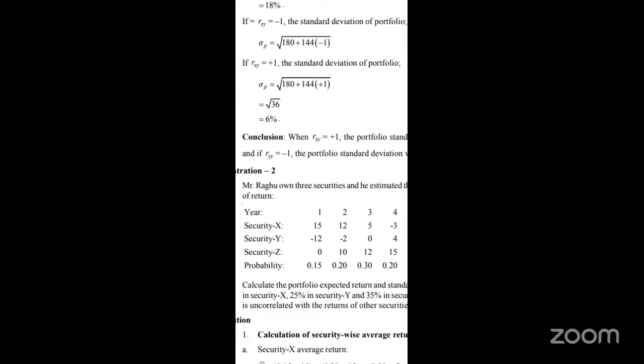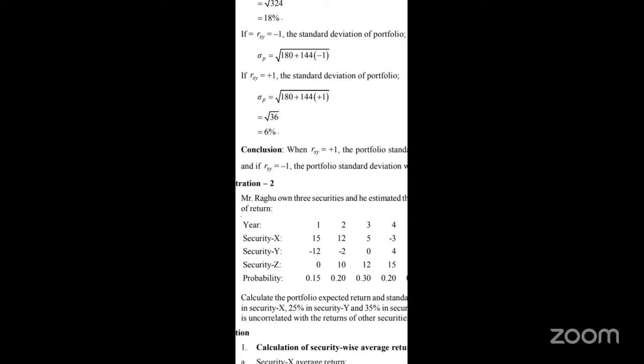Three security cases we are having. So here, how many years of data have they given? 5 years of data they have given. Security X returns 15, 12, 5, minus 3, 8. Security Y: minus 12, minus 2, 0, 4, 10. Security Z: 0, 10, 12, 15, 17.